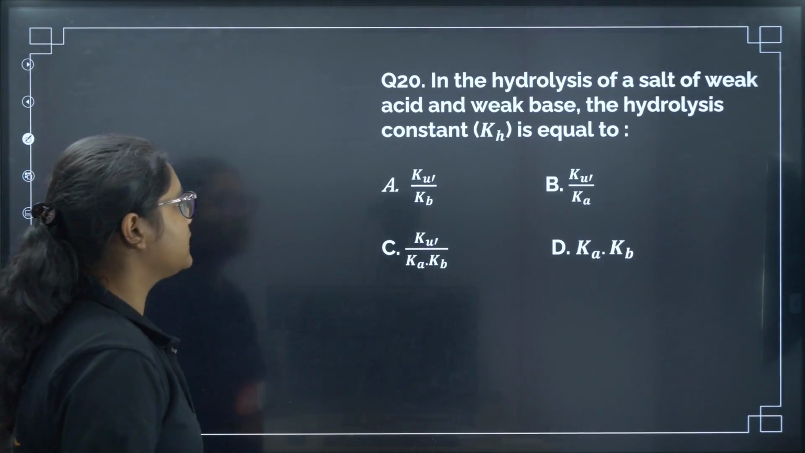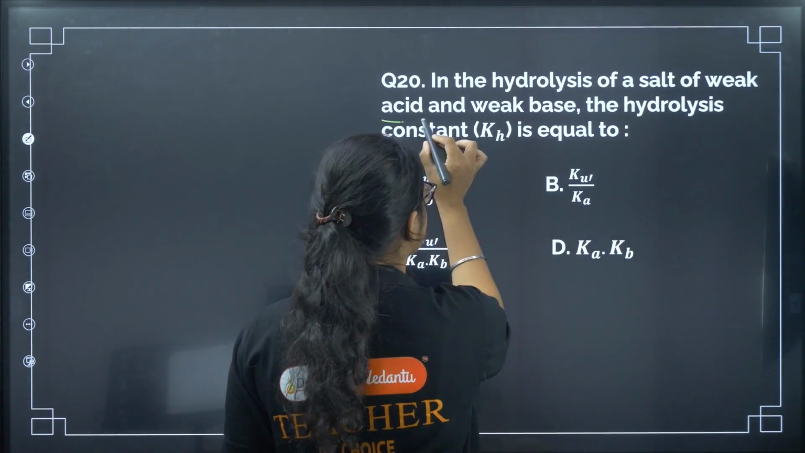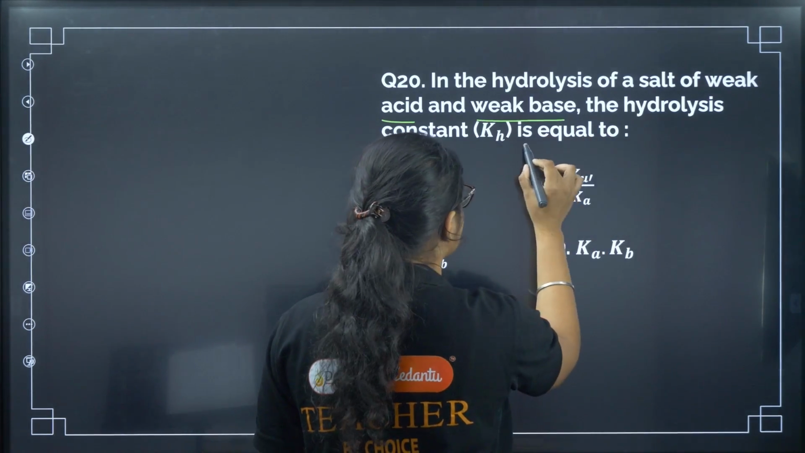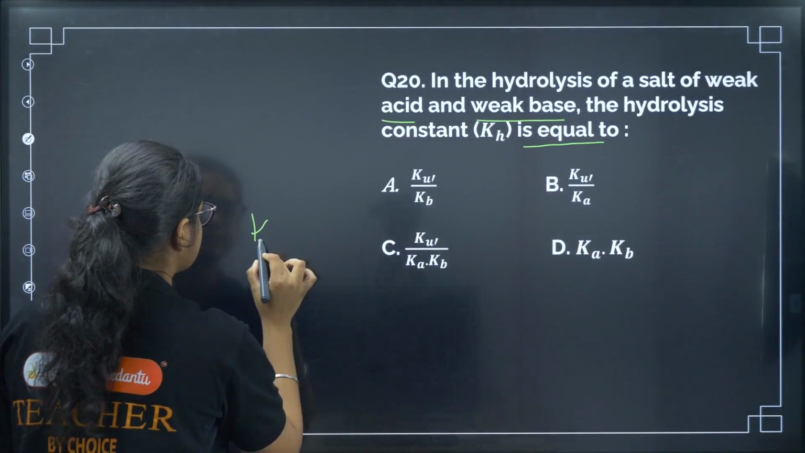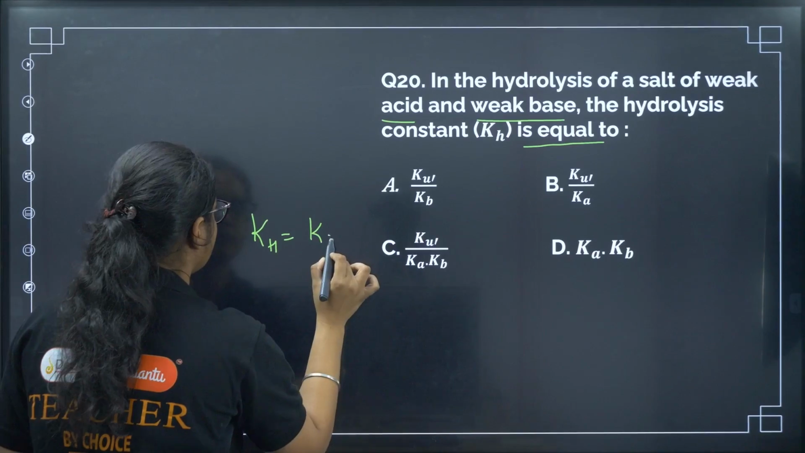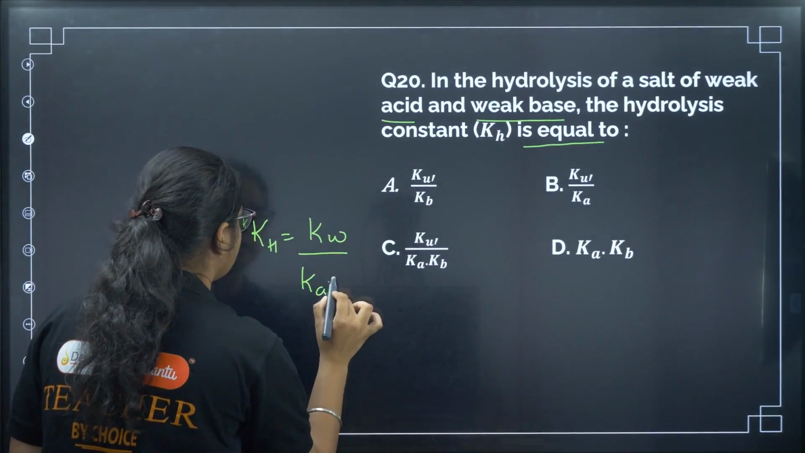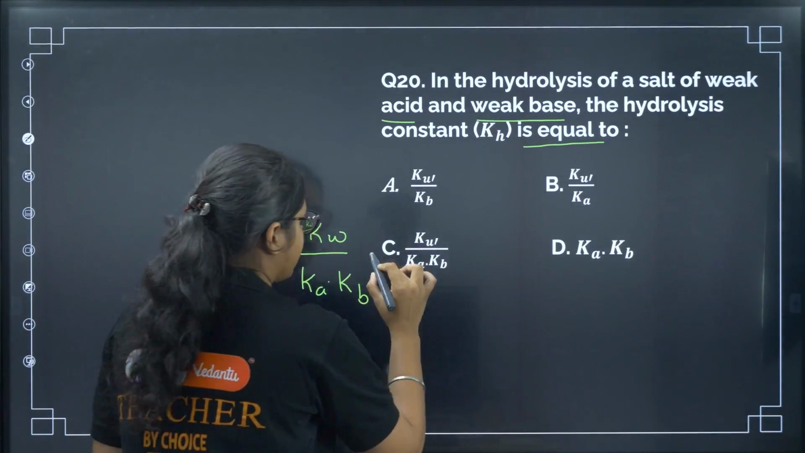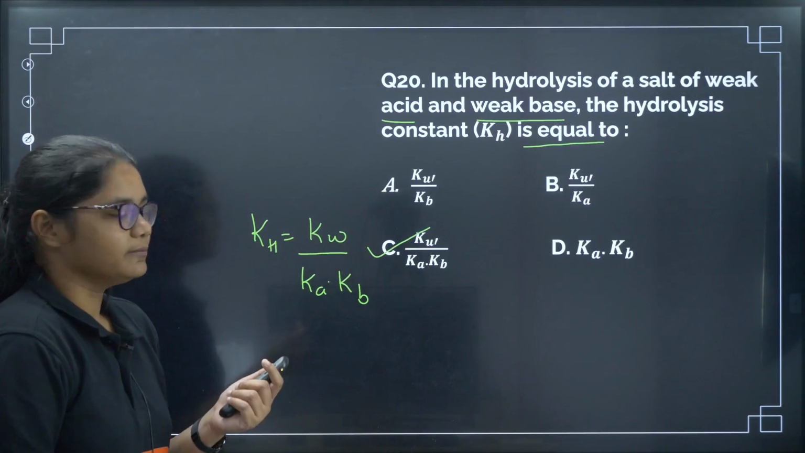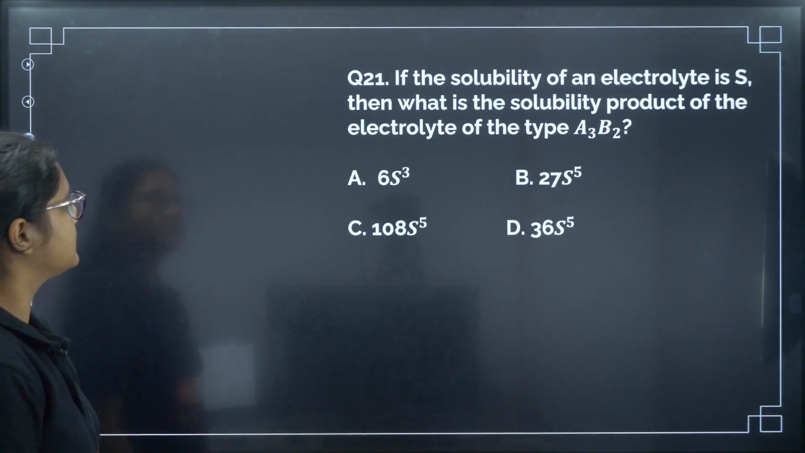Now next question: in the hydrolysis of a salt of weak acid and weak base, the hydrolysis constant is equal to what? So when there is a weak acid and weak base, we have Kw by Ka into Kb. Okay. So the correct answer for this question will be option number C. Okay. Now let us see the next question.